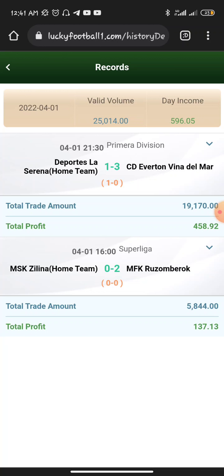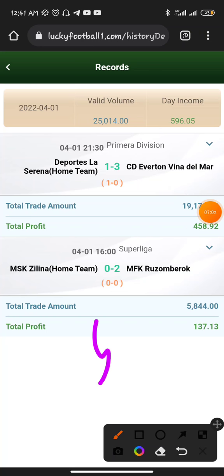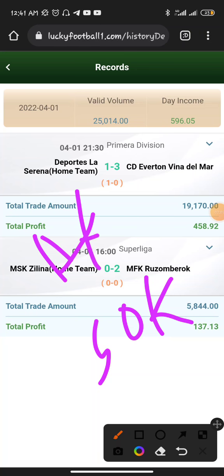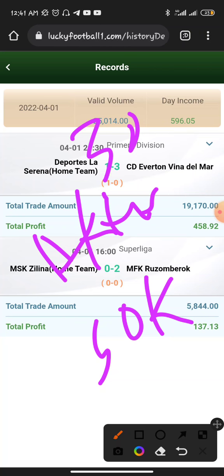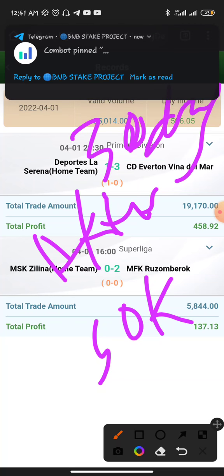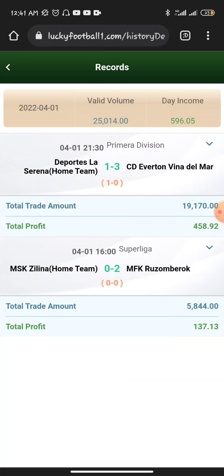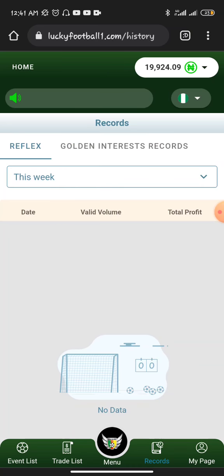So what to do? Just put in your 20k. After 30 days, if you don't make 90,000, I guarantee you make 50,000 naira, 50k after 30 days. 30 days, guys. Let's run this before anything happens.